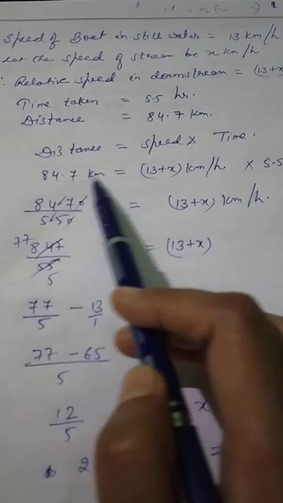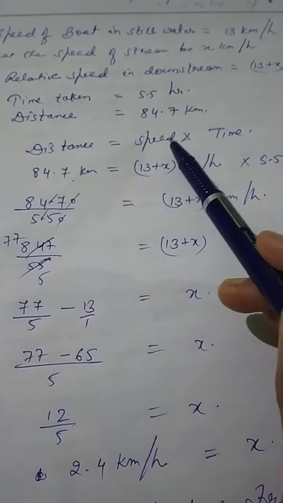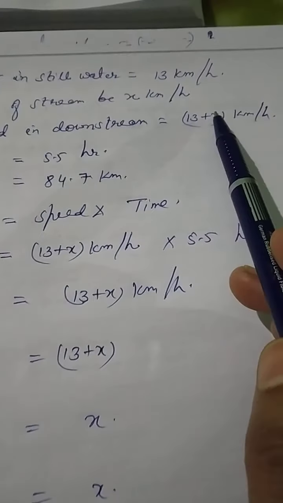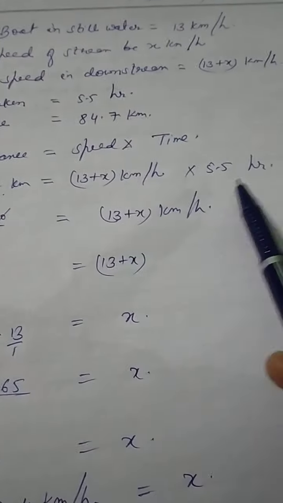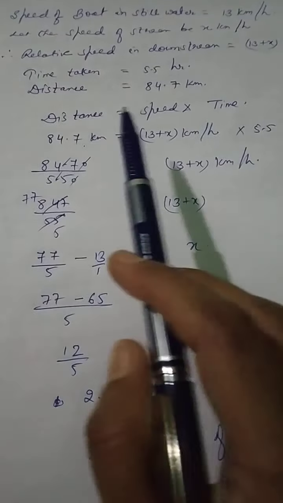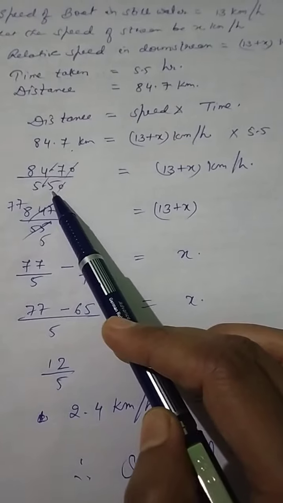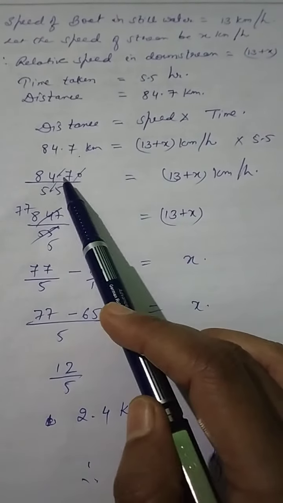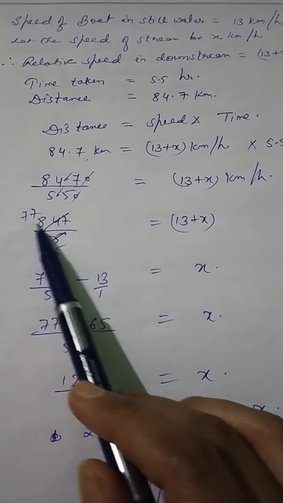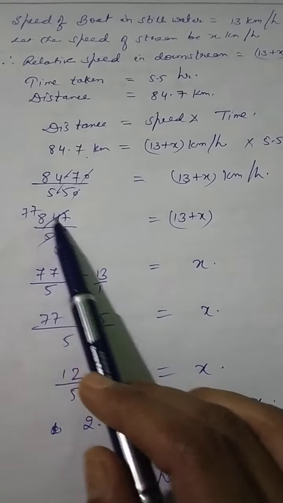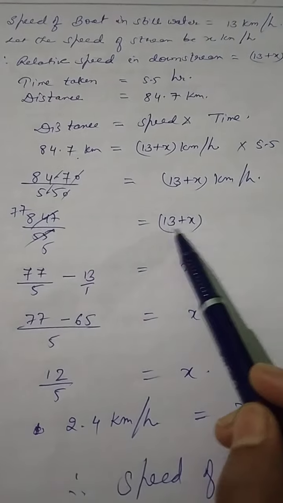So in place of distance, can we write 84.7 km? Yes, we can write it. And the speed we have taken out. Relative speed is 13 plus x. We will put 13 plus x here, and time 5.5 hours. Now what will we do? 84.7 is in multiply, so the 5.5 will come down in divide. If you remove the decimal, we will get 847 by 55. It will get cancelled by the table of 11. 11 times 5 is 55, 11 times 7 is 77, so we get 77 by 5. And 13 will be as it is.